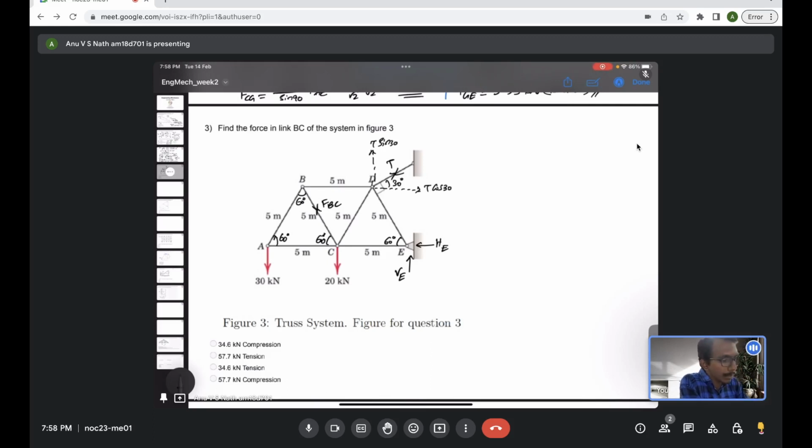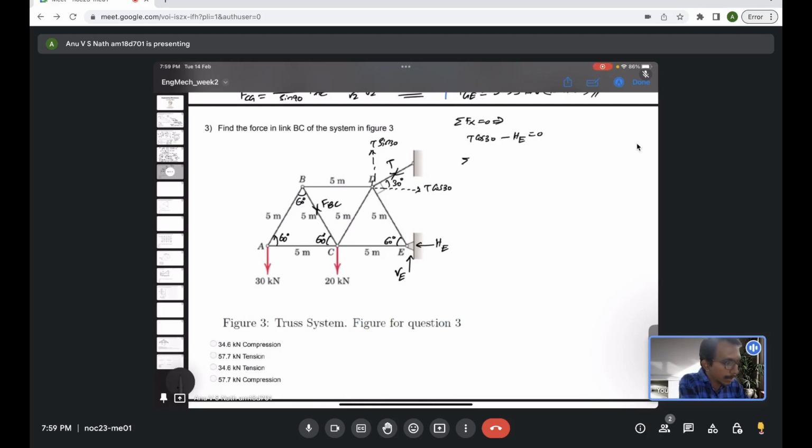Now the sum of the horizontal forces should be 0. So sigma Fx equal to 0 gives T cos 30. We are considering only the external forces. T cos 30 is acting in the positive x direction. HE, the horizontal force at E, is acting in the negative x direction. So they should balance. So that's one equation. But both HE and T are unknowns now. We'll come back to it.